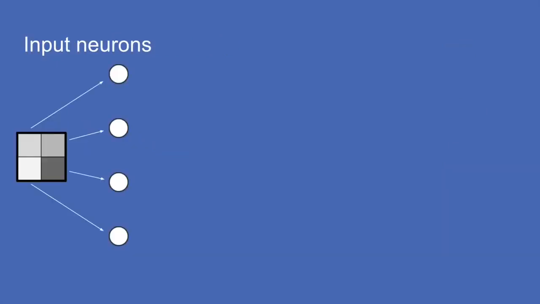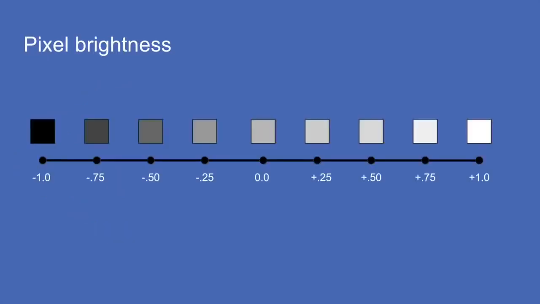So to do this with a neural network, you start by taking all of your inputs, in this case our 4 pixels, and you break them out into input neurons. And you assign a number to each of these depending on the brightness or darkness of the pixel. +1 is all the way white, -1 is all the way black, and then gray is 0, right in the middle.